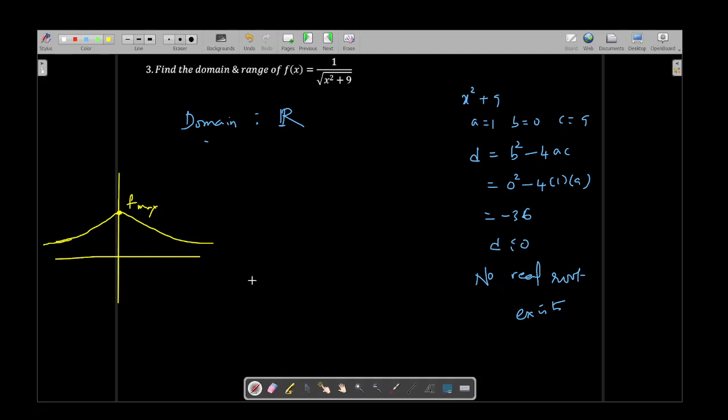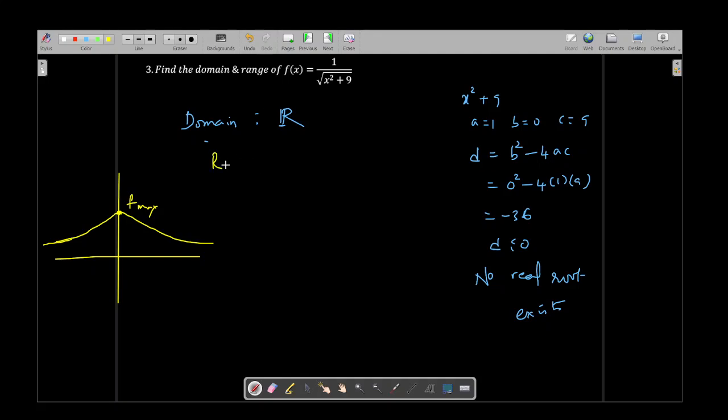Why does the curve look like this? The curve looks like this because as x extends to infinity, 1 by square root of x square plus 9 does tend to 0. Right? It has to go to 0 because 1 by x square is always a decreasing function. Or if you put 1 by square root also, it's a decreasing function. So let us find the maximum value.